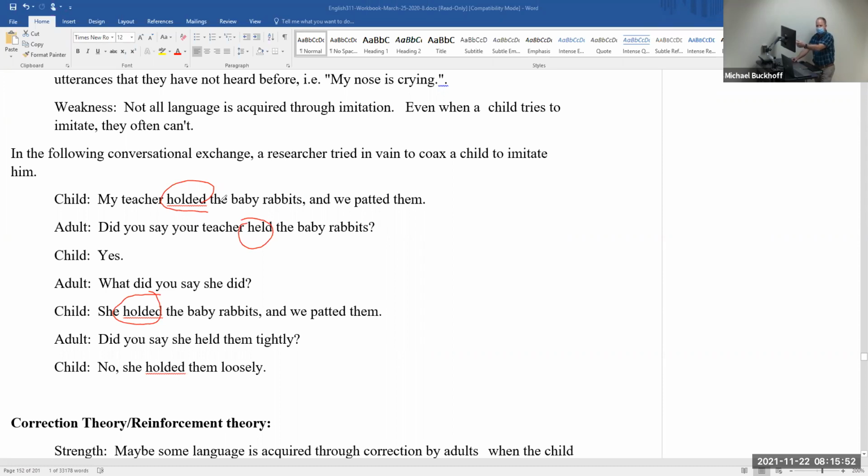Patted. So then the child adds a syllable with hold it. So did you say she held them tightly? No, she holded them loosely. You see, even though the adult tries to imitate what we call the irregular stem changing verb in the past tense, hold, held, the child still doesn't imitate it. So the imitation doesn't seem to work initially, at least at young ages.